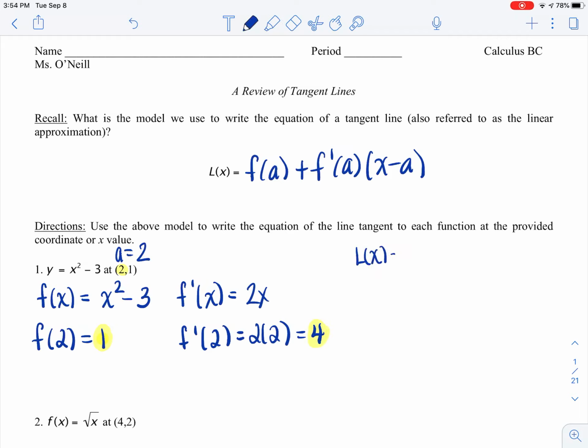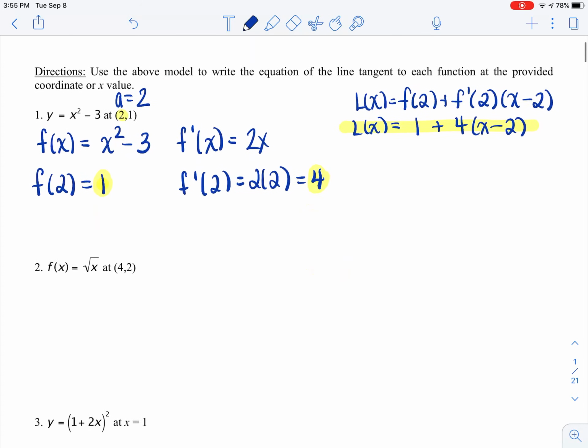L of x equals f of 2, because your a value is 2, plus f prime of 2 times x minus 2. And you're going to leave x as x because the idea is you want something that is a function of x so that you could eventually use this to calculate certain things along this tangent line. So f of 2, according to the point we were given, is 1. F prime of 2 we calculated to be 4, and then x minus 2 stays in parentheses, and this ends up becoming the tangent line to this function at this specific point.